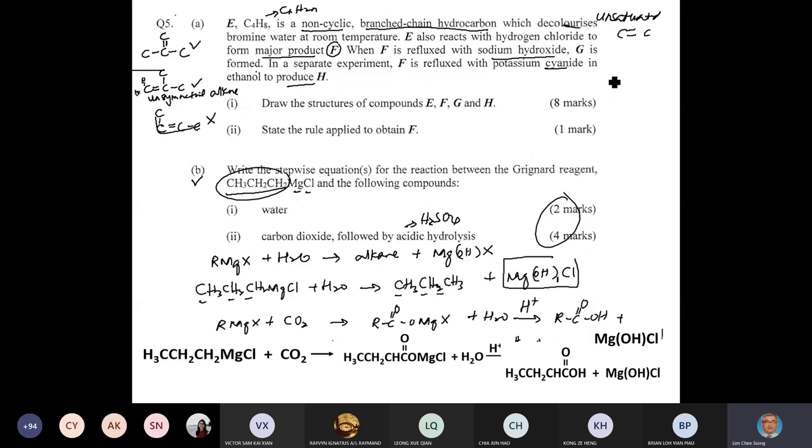So what compound? This is the first compound, you call it E. Then afterwards, you do the second part, you go for hydrogen chloride. You have to follow the Markovnikov rules. So this is the F compound. You see, okay, this is E, F. Okay, this compound is under sodium hydroxide, followed by reflux. Check the answer for the F compound.